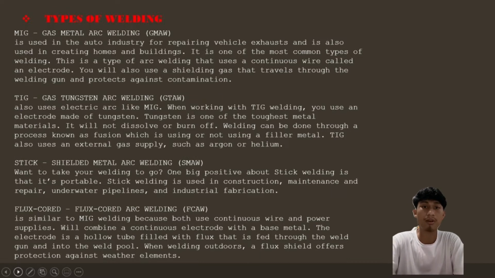Lastly is flux cored arc welding. Flux cored arc welding is similar to MIG welding because both use continuous wire and power supplies. It combines a continuous electrode with a base metal. The electrode is a hollow tube filled with flux that is fed through the weld gun and into the weld pool. When welding outdoors, the flux shield offers protection against weather elements.